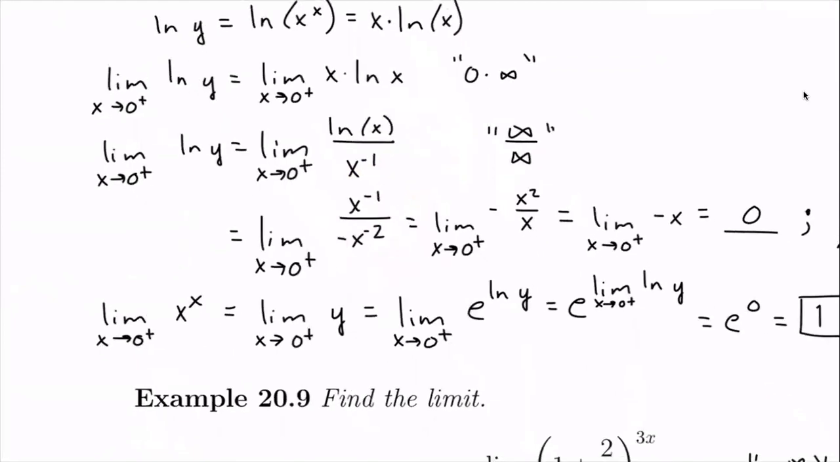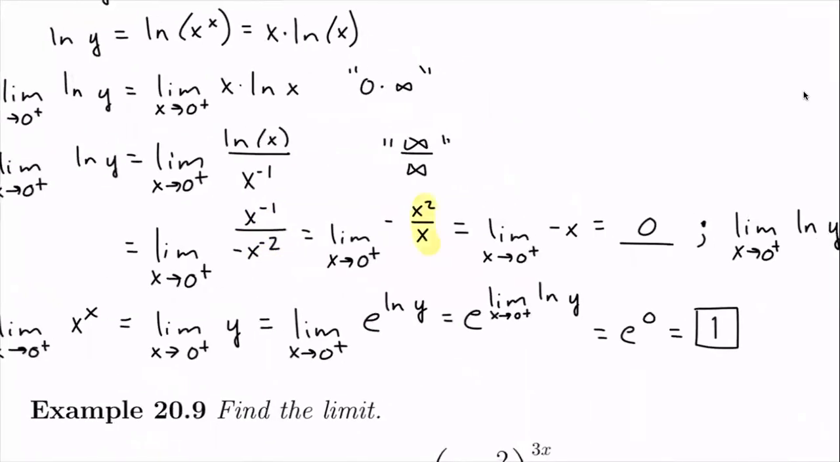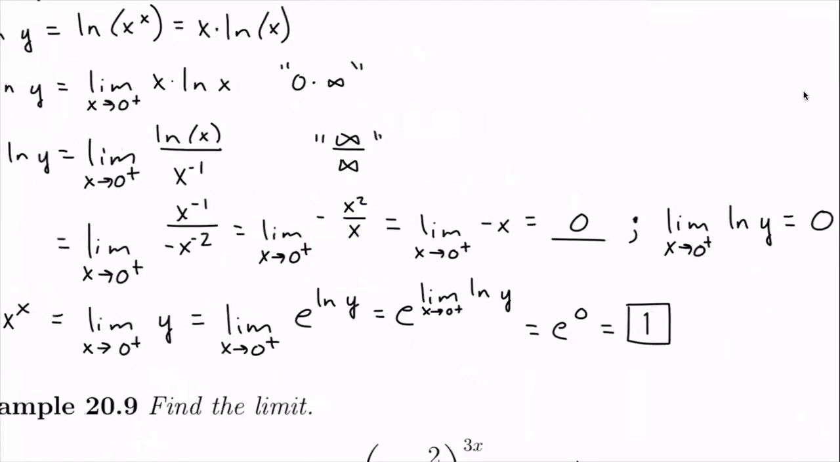Now, limit as x goes to, so I can continue working here. I've got a minus sign that'll come out outside of that denominator. I'll flip x to the negative 2 to the numerator and x to the negative 1 to the denominator to get this expression. Well, that expression simplifies to negative x. As x goes to 0 from the right, negative x is equal to 0 in the limit. Okay, well, that's good. However, this is not the answer.